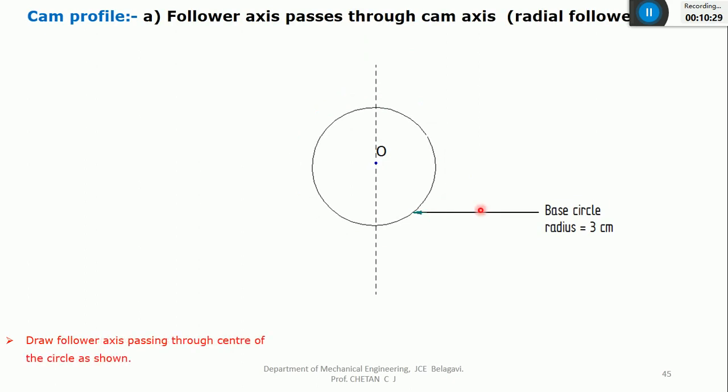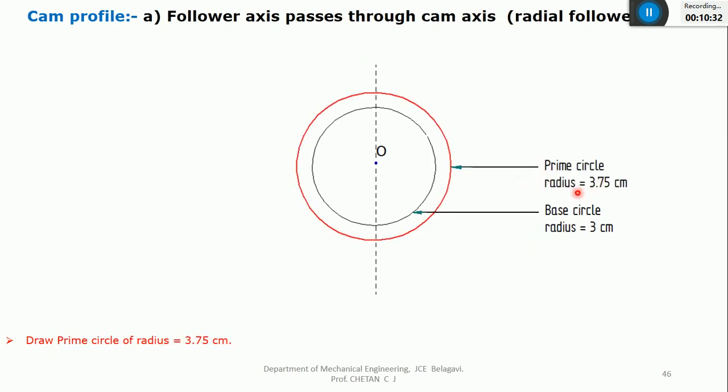So first base circle comes, then prime circle with a radius of 3.75, and you can see this axis of this base circle or the prime circle, which is passing through this center of the circle. So this axis will intersect the prime circle, not the base circle. As I said, just give the importance to this prime circle, not the base circle. Just forget about this base circle. It is not useful for this roller type of follower. Only concentrate on this prime circle. So the red color circle is nothing but the prime circle.